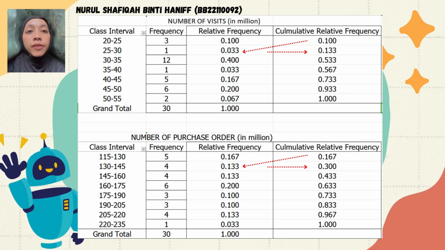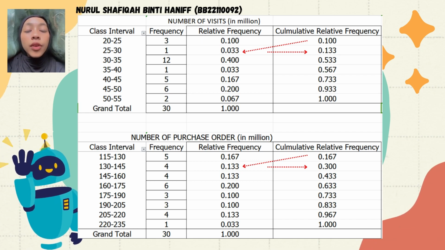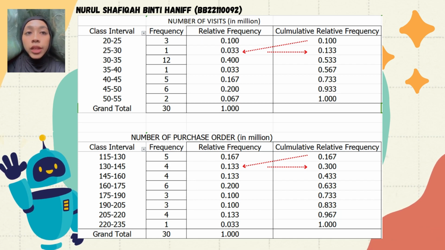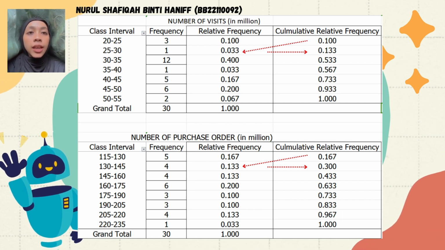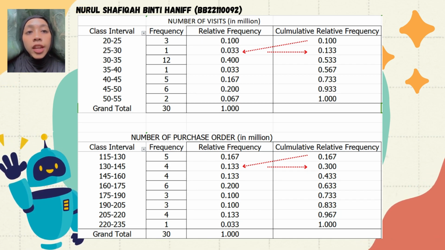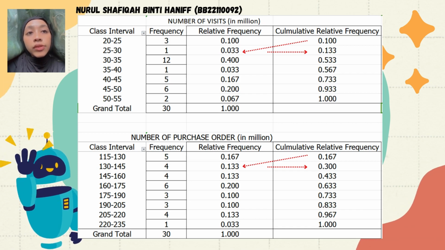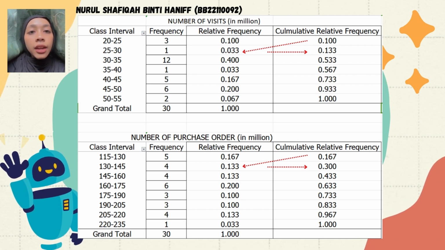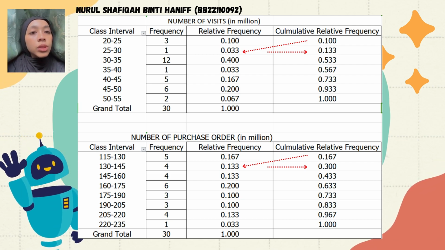How do I find the relative frequency? The formula is, for the first class interval, you take the first frequency and divide it by the total, so you get the first relative frequency. For example, you take 3 and divide it by 30, so you get the first relative frequency, which is 0.100, and continue until the last class interval, and the total would be 1.